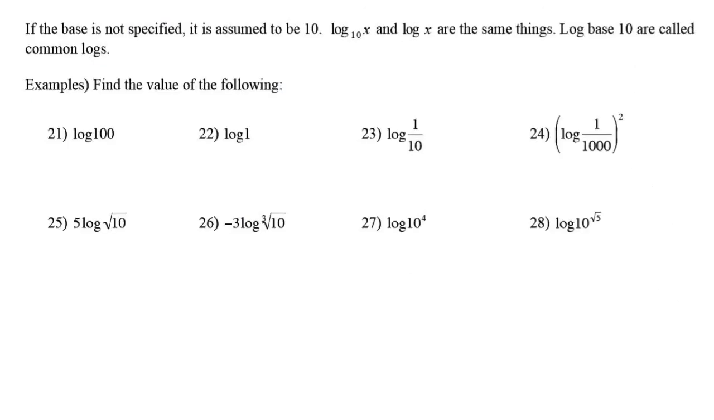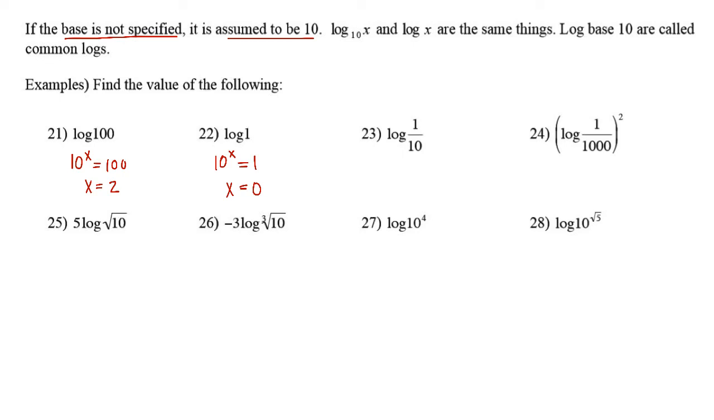Okay, and we'll very quickly go through these. Not a lot of work here to be shown. You do remember that if the base is not specified, then it is assumed to be 10. So for 21, notice there's no base written, so you're going to be thinking 10 to what power gives me 100, so that power has to be 2. The same is true for 22. Again, same idea. So 10 to what power gives me 1, and that power has to be 0.